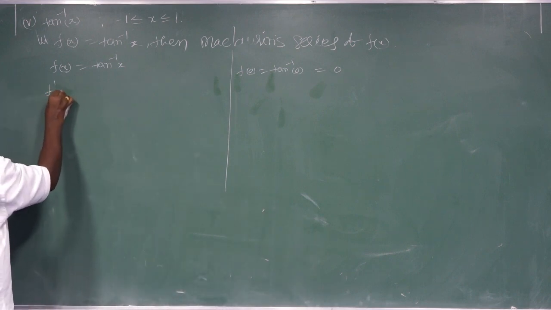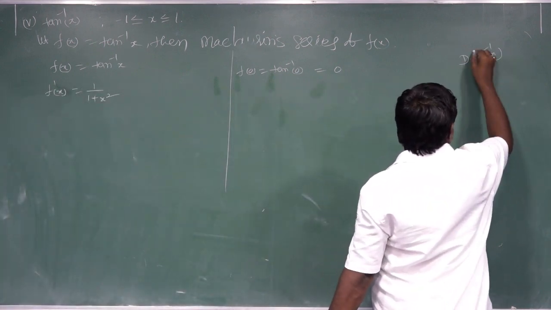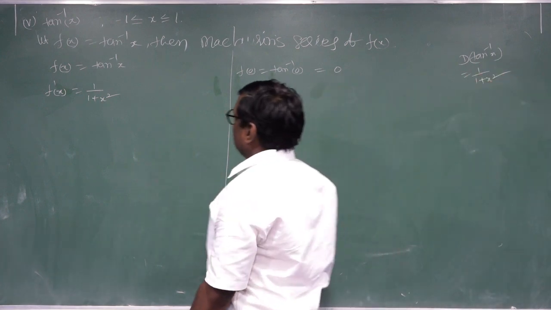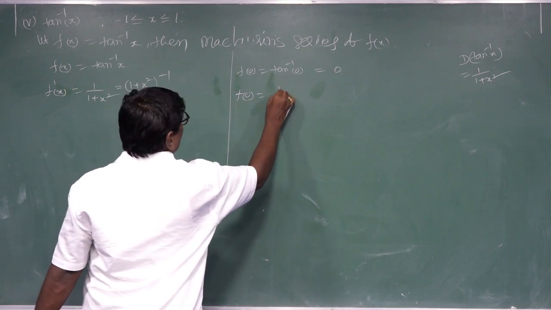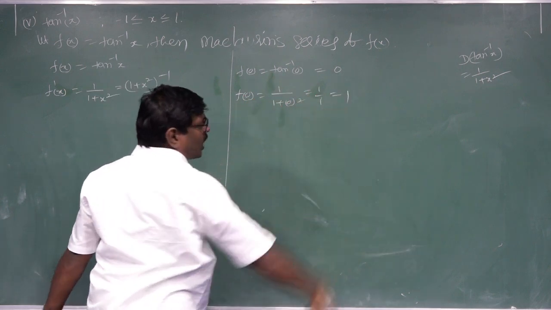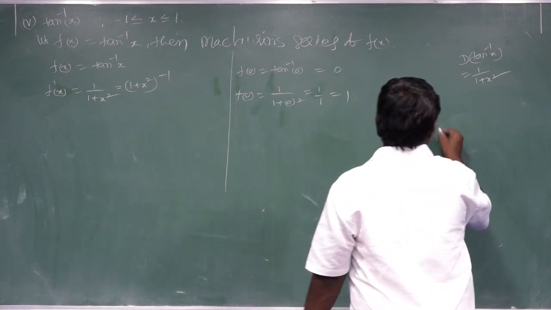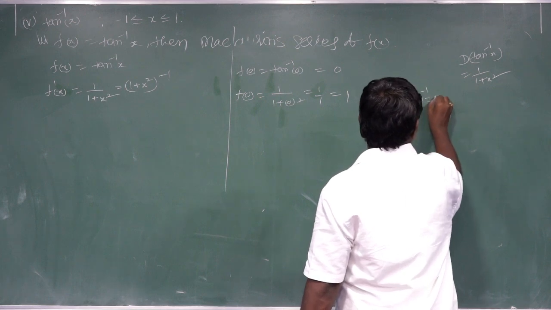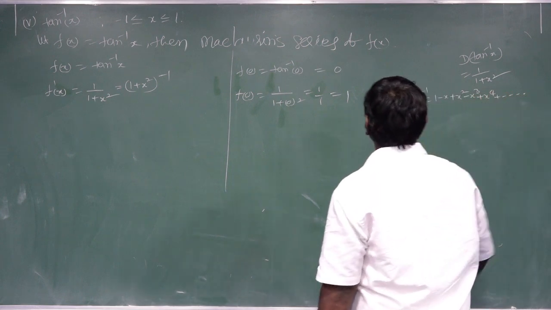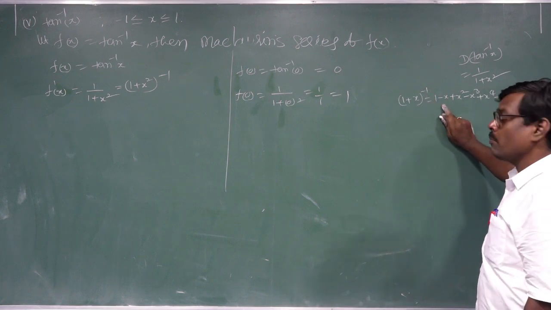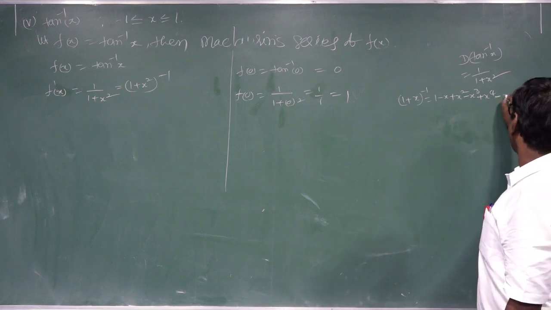The derivative f'(x) = 1/(1 + x²), which can be written as (1 + x²)^-1. So f'(0) = 1/(1 + 0) = 1. By the binomial expansion formula, (1 + x)^-1 = 1 - x + x² - x³ + x⁴ - x⁵ + ... up to infinity.